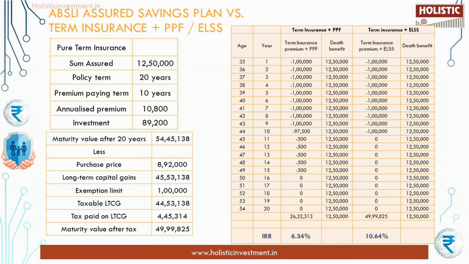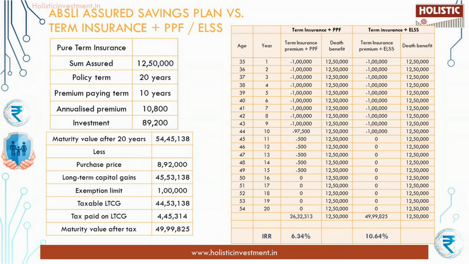In the previous segment, the standalone return of ABSLI Assured Savings Plan is calculated. The plan is not satisfactory for various reasons. So let us find out what are the other options to get life cover for the same sum assured and to invest for the life goals. For life cover, a pure term policy will be affordable.